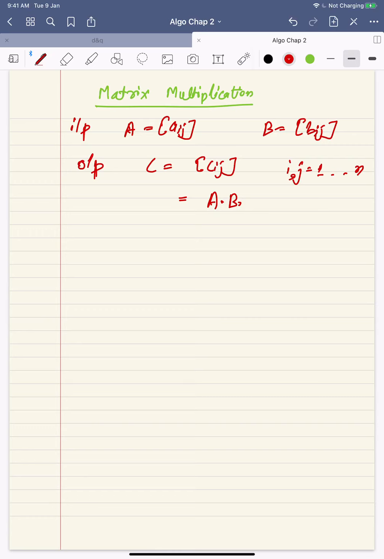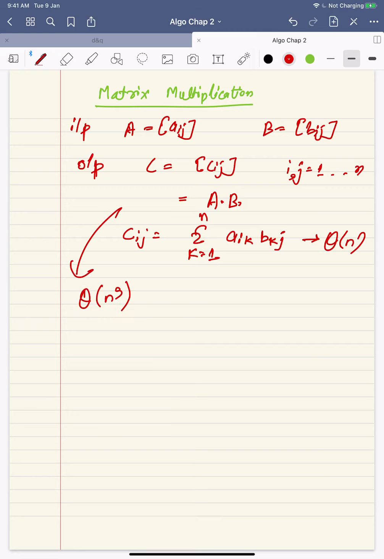Okay, now you know the algorithm for how to compute that. So there will be n square terms in C, and each Cij, how do you compute Cij? That is summation k equals 1 to n of Aik Bkj. Okay, so that takes theta n time, and you have to do n square such terms, so overall theta n cube. And you can write the pseudocode for this very well. And this is what we call the naive algorithm. And we have to do better than that. Yes, we have to improve on that. How? Using divide and conquer.